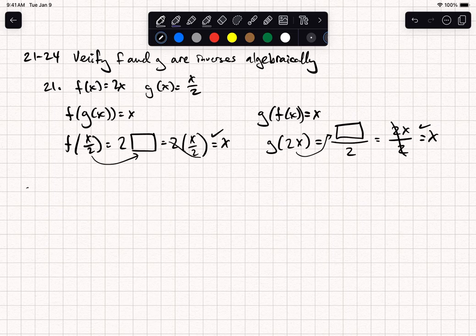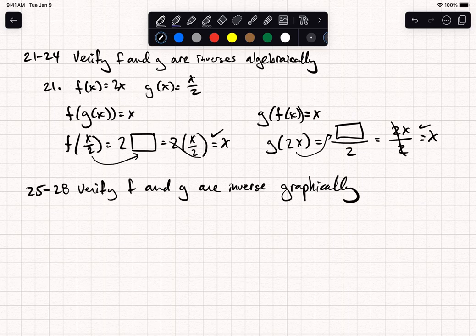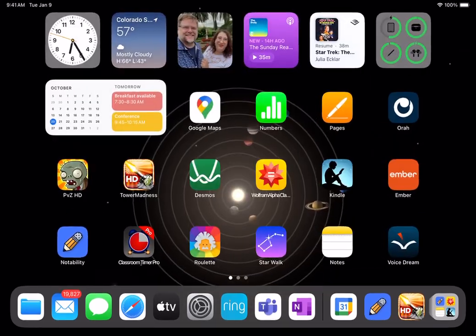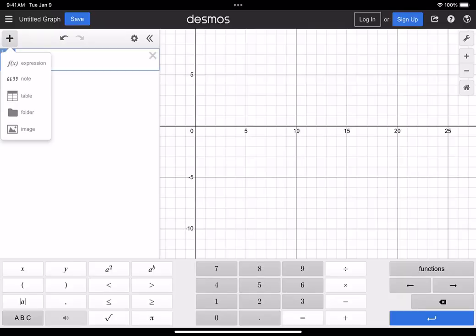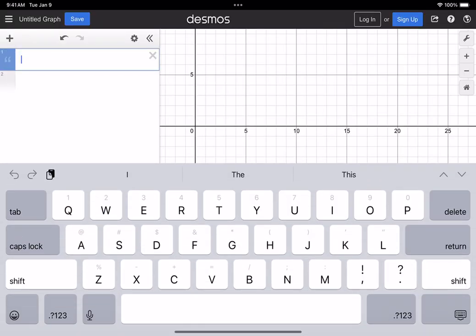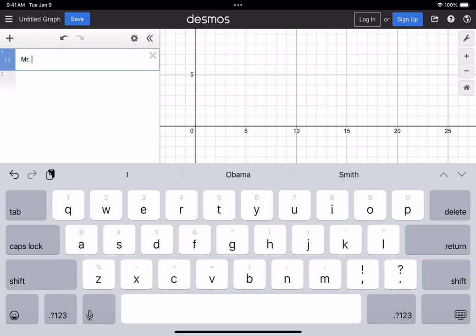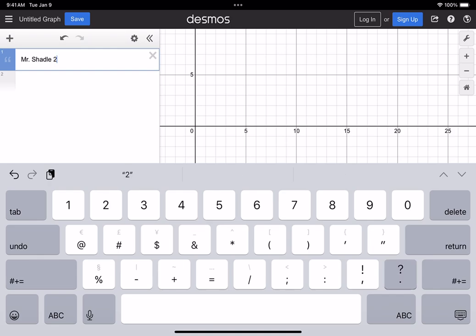For 25 through 28, I have to verify graphically because I chose algebraically for the first set. I'm going to demo doing that on Desmos. To label my graph, I'm going to add a note, and I'm going to say, my name is Mr. Shadle. Don't put my name as your teacher, put your name as the student. This is section 2.7, number 25.